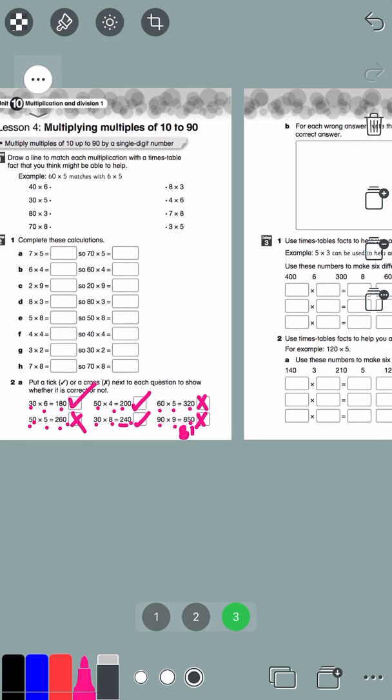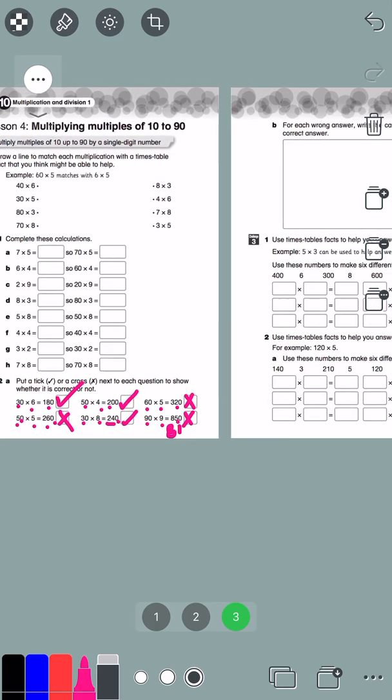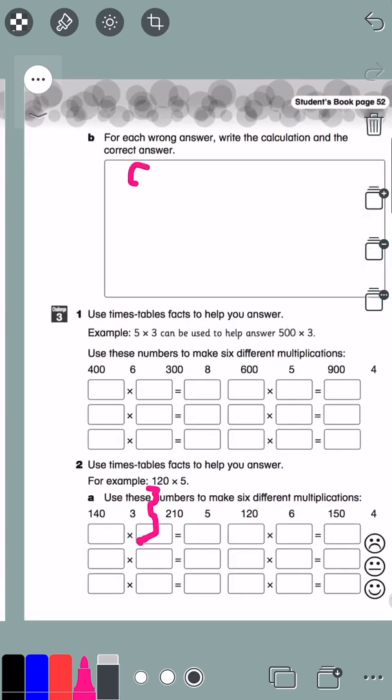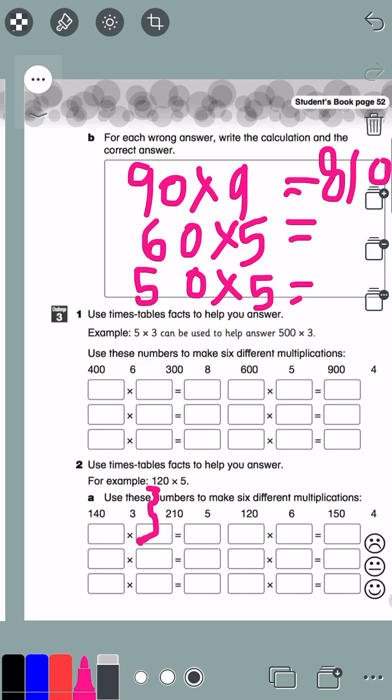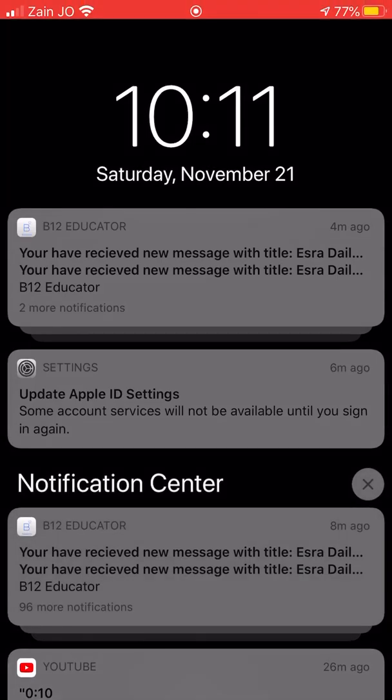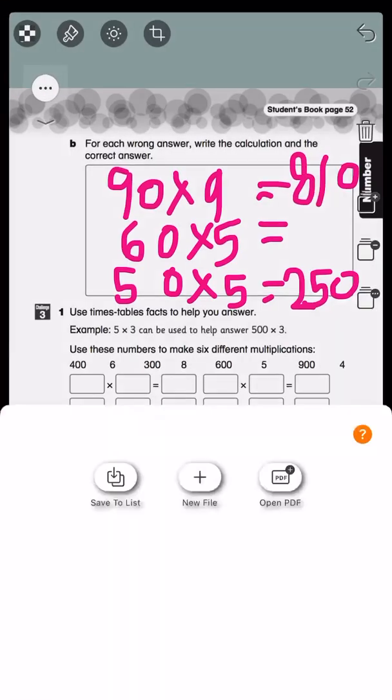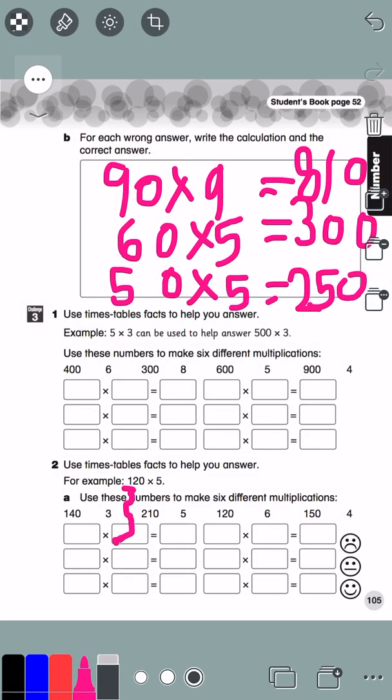So we have 50 times 5, 60 times 5, 90 times 9, 60 times 5, and 50 times 5. You're going to get the use of the facts that you already know about. 9 times 9 equals 81, now with a 0. 5 times 5 equals 25 with a 0. 6 times 5 equals 30 with a 0 in the units.